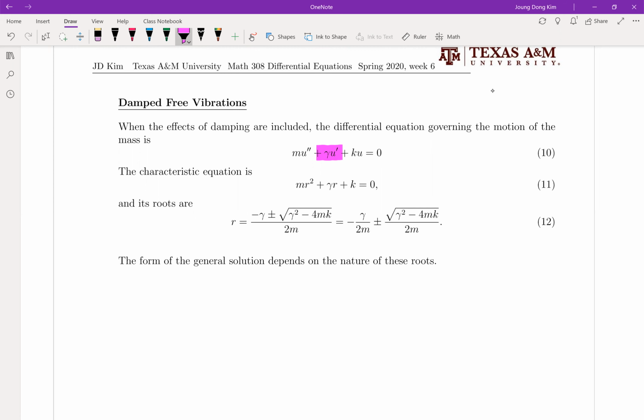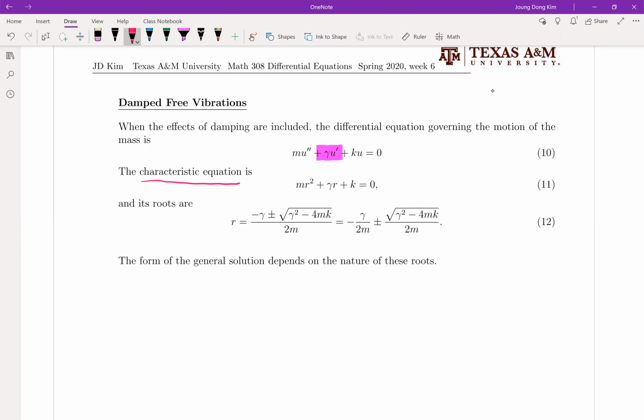But the good thing is it is still a homogeneous second order linear differential equation with constant coefficients. And keep in mind, gamma is also a positive value. Then we can use the characteristic equation for this one because that is still second order linear. It is exactly like a quadratic equation, and we can solve it by the quadratic formula, which is minus b plus or minus square root of b squared minus 4ac over 2a.